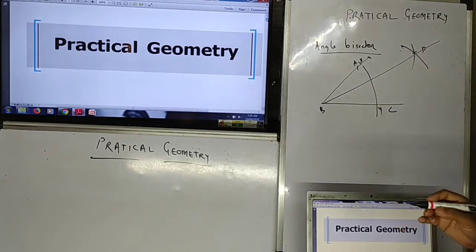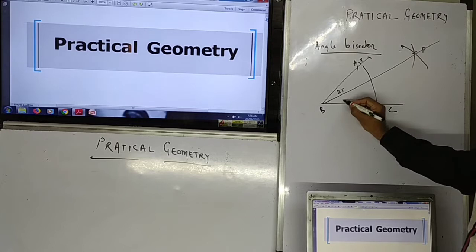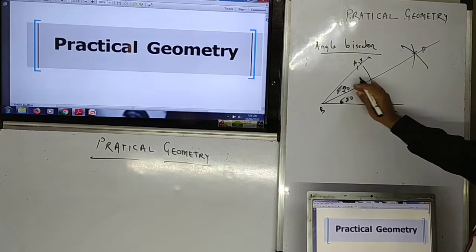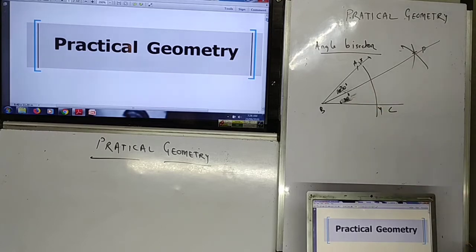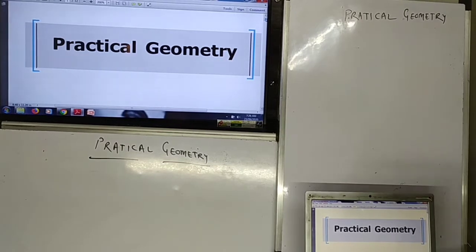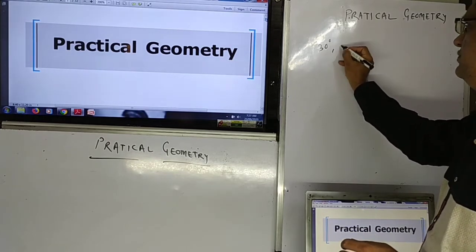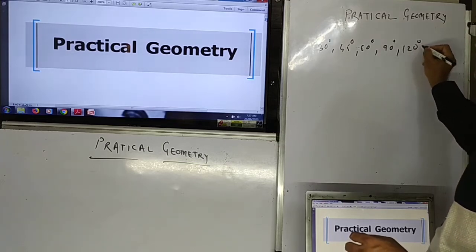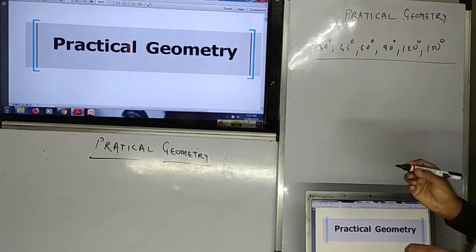The angle bisector divides the angle into two equal angles. Suppose this angle is 50, then it is 25. Suppose this angle is 40, then this angle is 20. Suppose this angle is 60, then this angle is 30 degree. So the angle bisector divides the given angle into two equal angles. Now how to construct angles of 30 degree, 45 degree, 60 degree, 90 degree, 120 degree, 150 degree, 75 degree. Let us see these angles one by one.